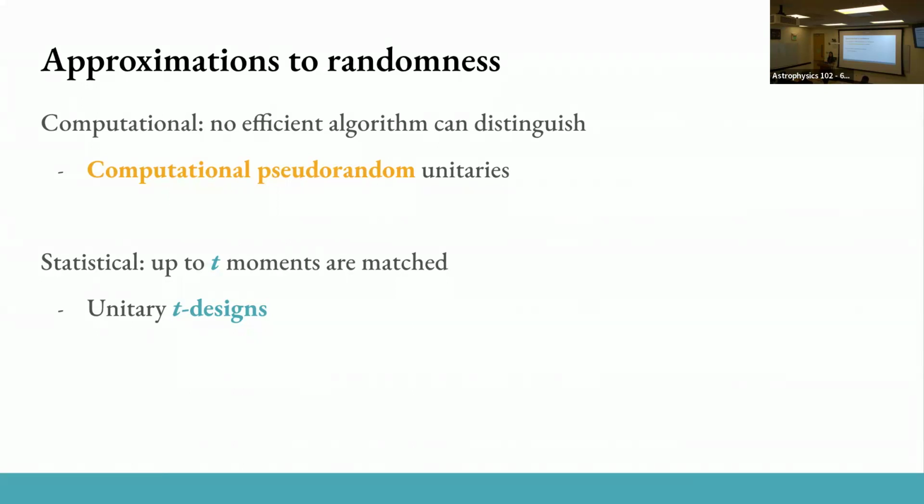But there's also a sense of pseudorandomness that has been studied for longer than the current computational forms. This is a statistical notion of pseudorandomness. By statistical, I mean T moments are matched. And by moments, one way to conceptualize this is essentially correlation functions of T objects. And statistical approximations to randomness are known as T designs in the quantum information community and K designs in the quantum gravity community. But mostly people refer to them as T designs, so we will refer to them as T designs for the rest of the talk.